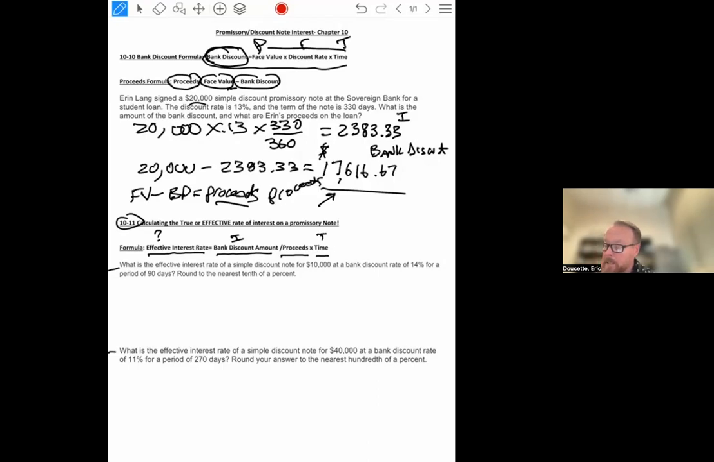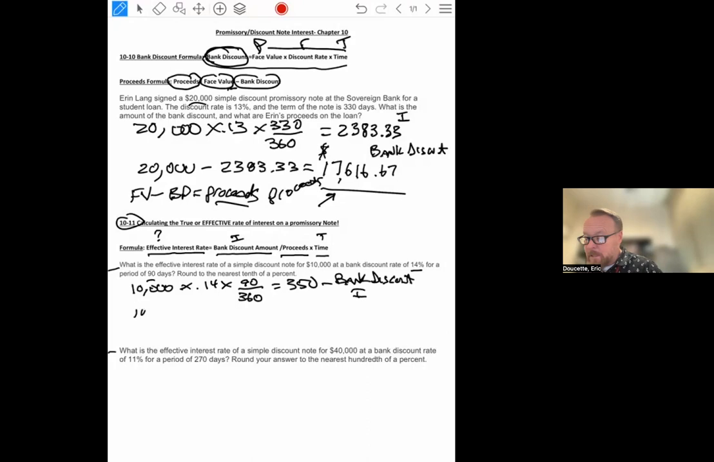So we're going to fill in these numbers. We're going to start with the 10,000. We're going to first figure out how much the bank discount was and how much the proceeds were. So 10,000 times 0.14 for 14%, and it's going to be 90 days divided by 360. So we're going to do the math on that. Doing the math, we realize that $350 is the amount of discount. That's what we call the bank discount. It's also the same thing as the interest that you paid. So that's how much the bank is going to discount from the 10,000.